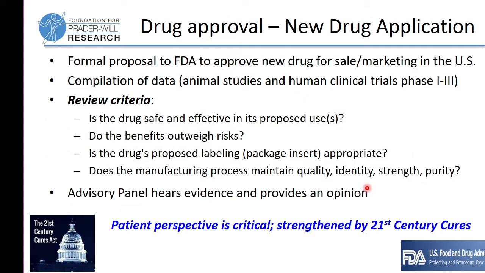After that whole process is done, the FDA pulls all the data and reviews it, and they do what's called a benefit-risk assessment. So they look at whether the drug is safe and effective for what the company is proposing it will be used for. Do the benefits outweigh the risks? Is the labeling, how they're going to use it, appropriate? And is the manufacturing process good enough to support the market?